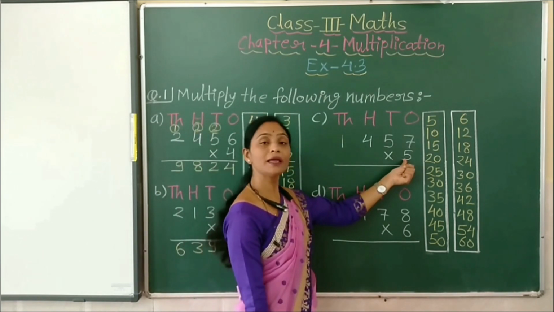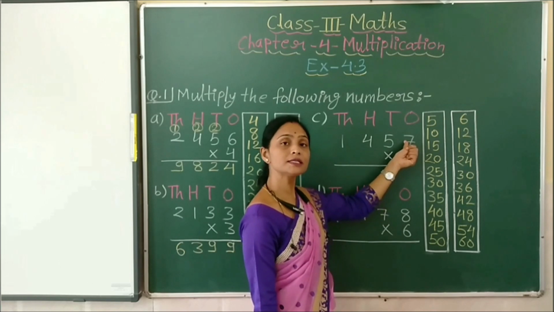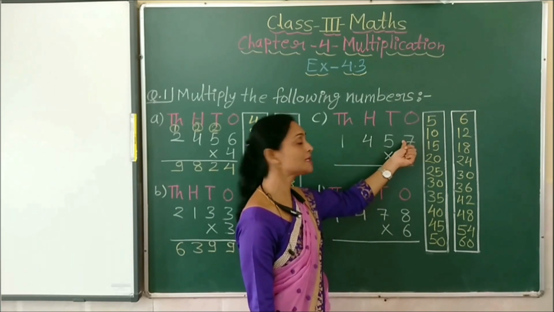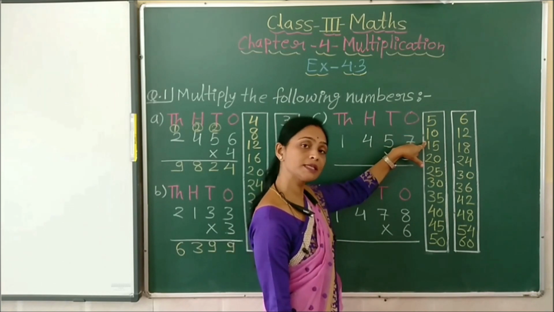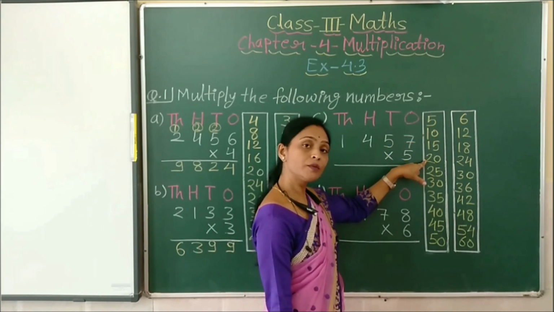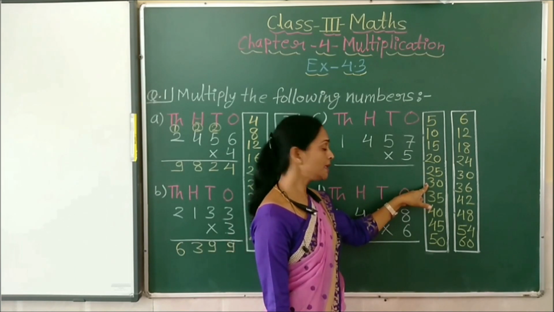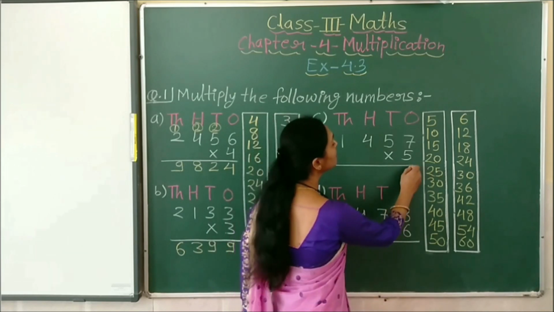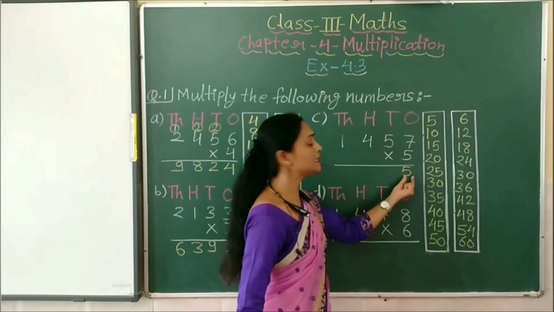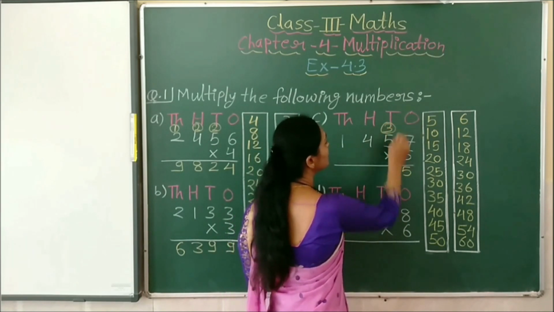Here we have to multiply with 5. So 5 we will multiply with this 7 first. So 7 times we have to read this table of 5. 5 ones are 5, 5 twos are 10, 5 threes are 15, 5 fours are 20, 5 fives are 25, 5 sixes are 30 and 5 sevens are 35. So we got here 35. So we have to write here 5 on ones place and 3 will be written in carry over.